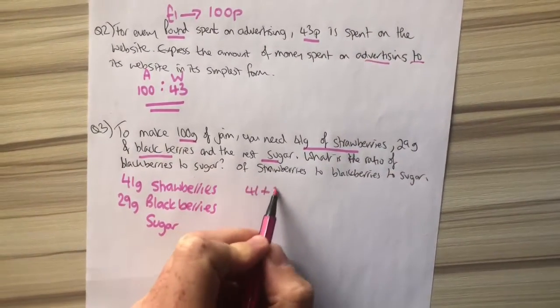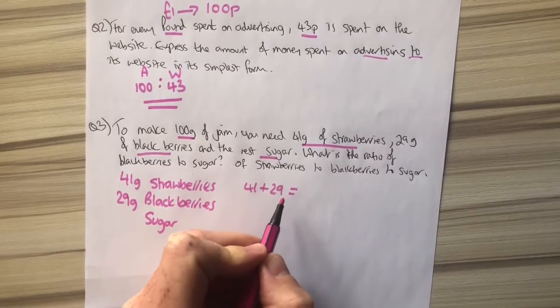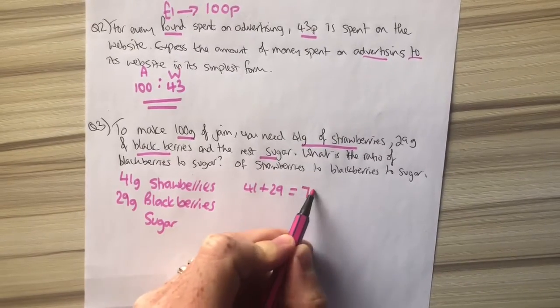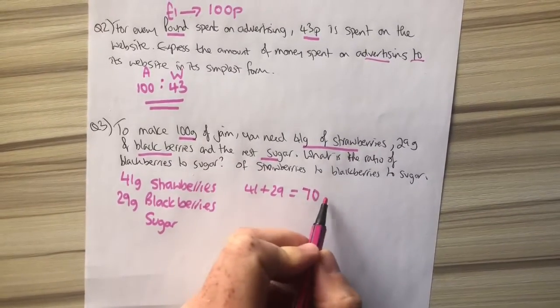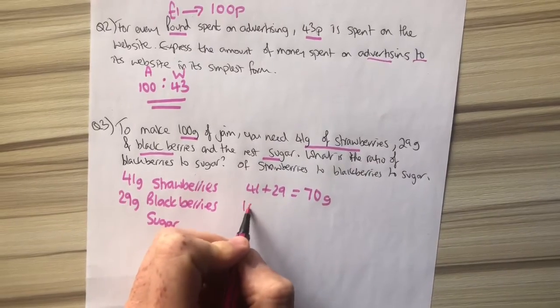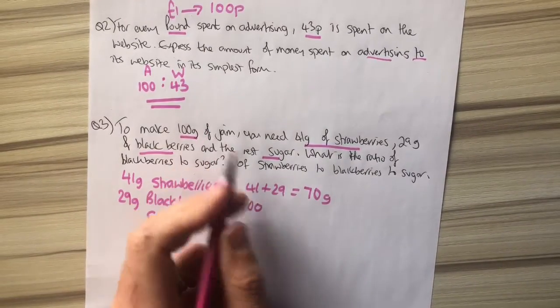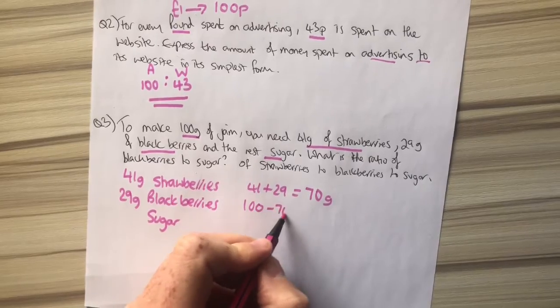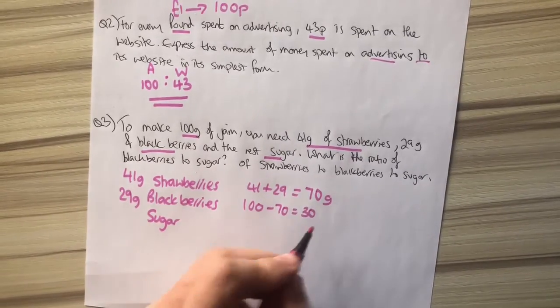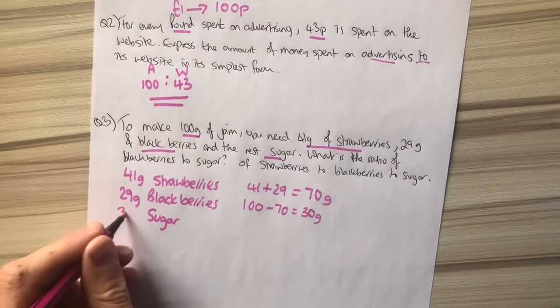So 41 plus 29, 70 grams. So that means 100, which is, if you make 100 grams of jam, you need 100 take away 70, which is 30 grams of sugar. So I put 30 there.